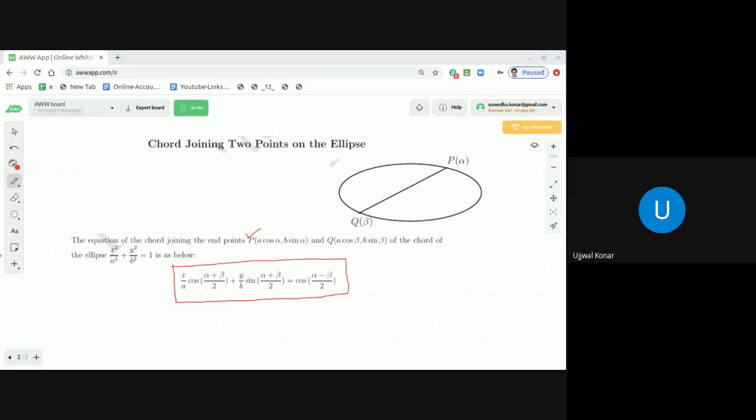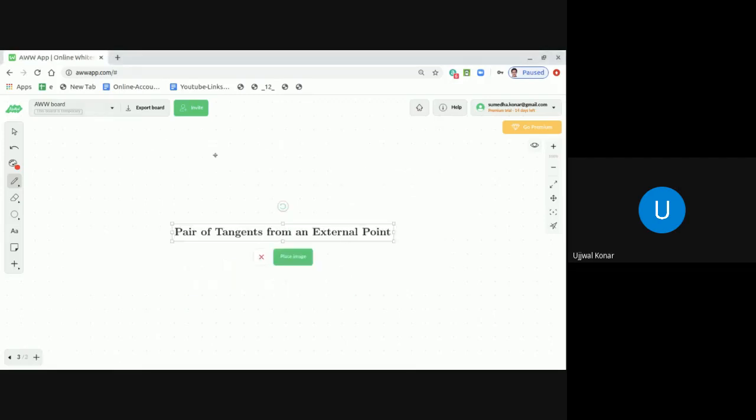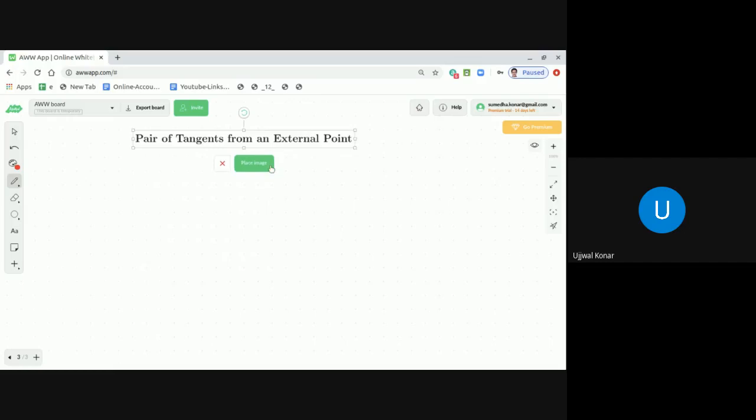Our next point of discussion, dear students, is the pair of tangents from an external point. Let us understand what is meant by the pair of tangents from an external point. We had discussed the similar thing earlier for the other conic sections, and here we are going to discuss it for the ellipse.